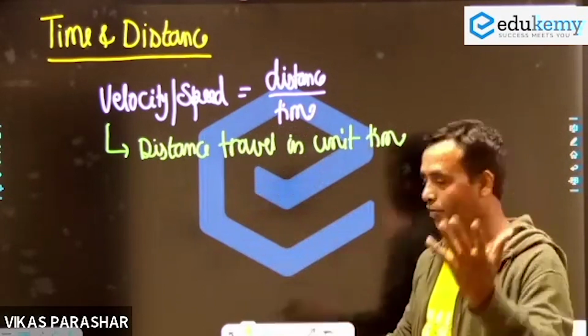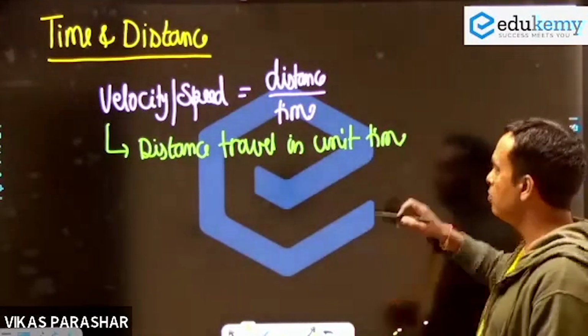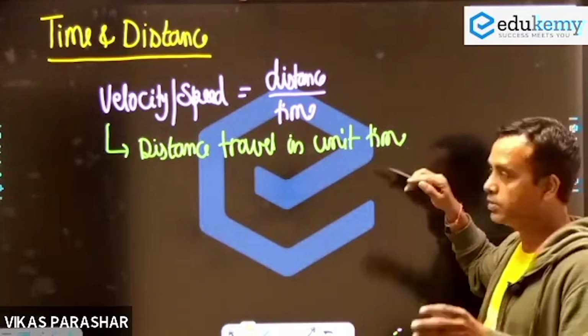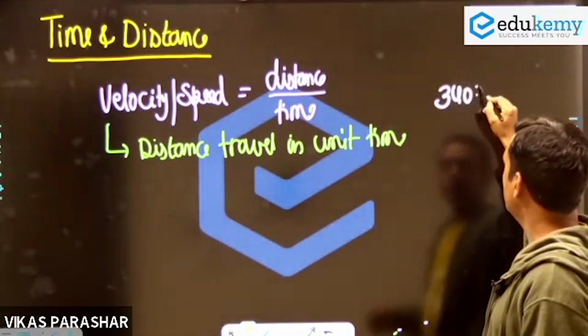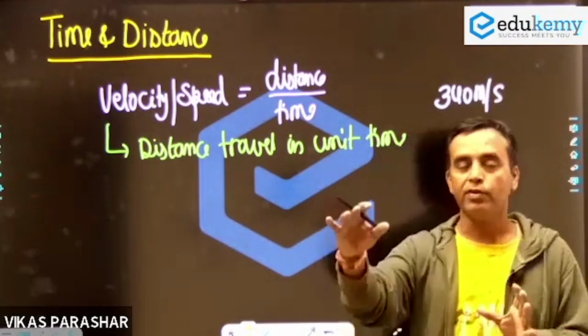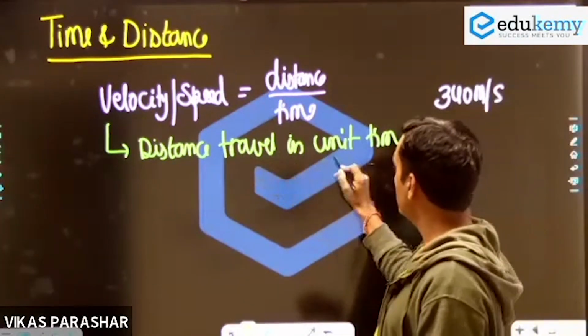It's too good. Okay. For example, if I ask you what the sound velocity is? Near about I think 340 meters per second. The sound velocity, meters per second. It means in 1 second sound will travel 340 meters. So distance traveled in 1 second. I told you distance traveled in unit time.